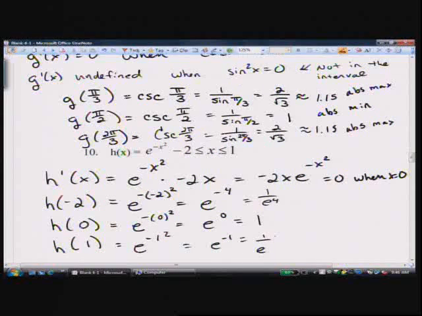So which one's the biggest and which one's the smallest? 1 is the biggest. So this is an absolute max. And which one's the smallest? Yeah, and this is absolute min. Because if you have a larger denominator, it's going to be a smaller number altogether.